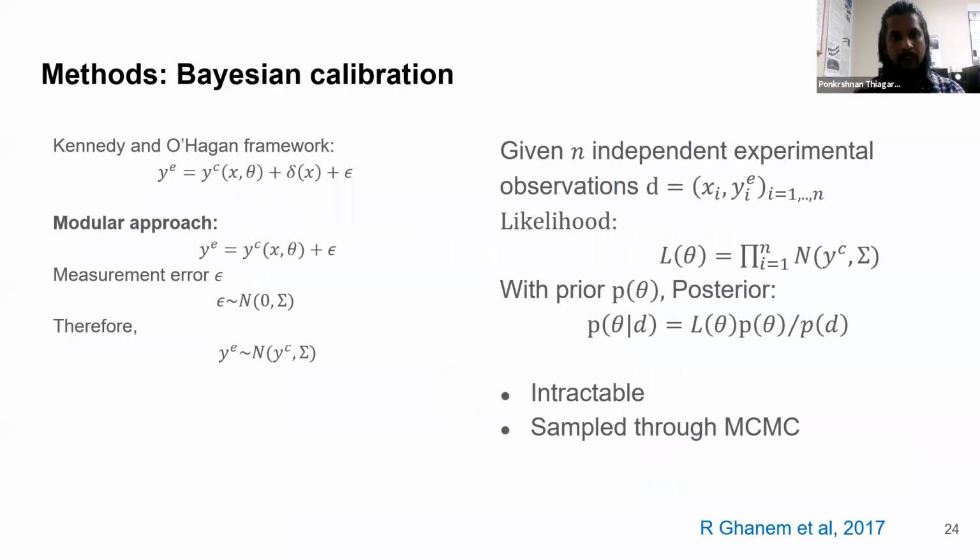I'll briefly go through what a Bayesian calibration is. Kennedy and O'Hagan introduced Bayesian calibration, in which they expressed the experimental response as the sum of the calibrated simulation plus a discrepancy and an error in measurements. Now in this work, a modular approach is followed, in which the measurement error is assumed to be Gaussian noise, and given the priors to be Gaussian, the likelihood can be evaluated as shown on the right. And given the priors and the likelihood are Gaussian, the posterior can be evaluated through Monte Carlo sampling.